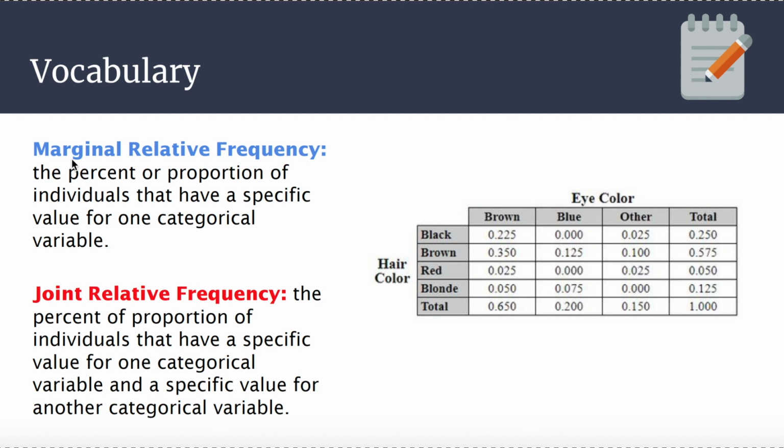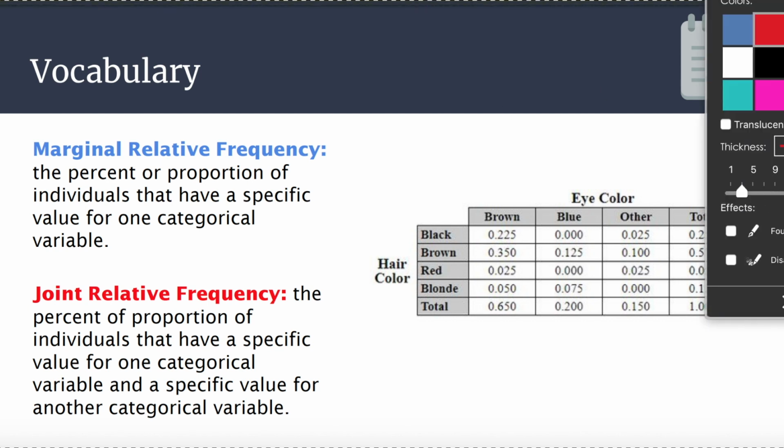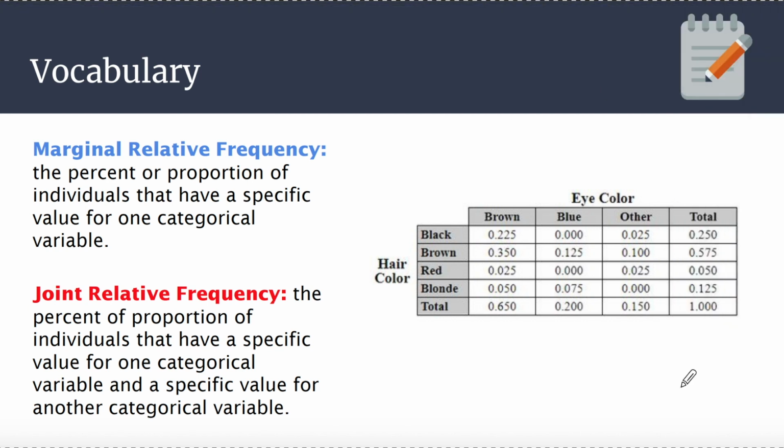First, let's talk about marginal relative frequency. Marginal relative frequency is the percent or proportion of individuals that have a specific value for one categorical variable. So in this case, our marginal relative frequencies are going to be right here. Actually, I should back that up. It's not all the way over there. Our marginal relative frequencies are right there, these guys.